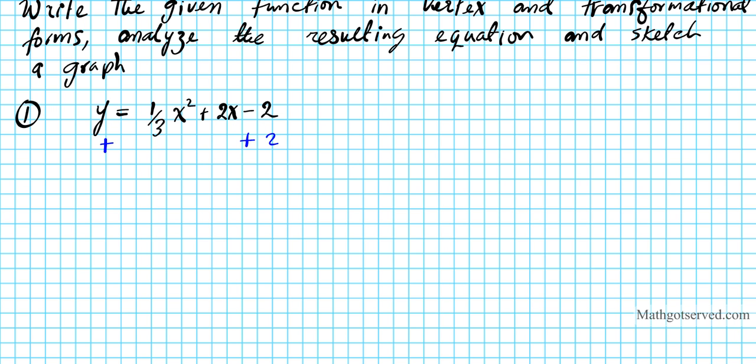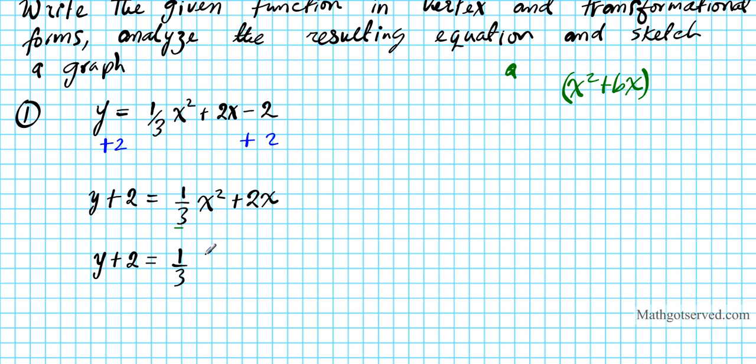Add 2, and that yields y plus 2 equals 1/3 x squared plus 2x. Now to complete this square, we want this expression on the right to be written in the form x squared plus bx. In the parentheses, we do not need any coefficient for x squared, so we can root it with ease. So this 1/3 has to be factored out of the first term and the second term. We'll have y plus 2 equals 1/3 x squared plus 6x.